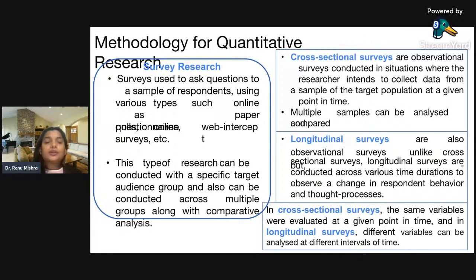Okay. So when you're talking about cross sectional surveys, the same variables are evaluated at a given time. In longitudinal surveys, different variables are analyzed at different intervals of time. So you're approaching the same group, but at different intervals of time, probably after 3 months or after 6 months, just to understand if there is any change or not. So you might come across new variables. Okay, that's the difference.